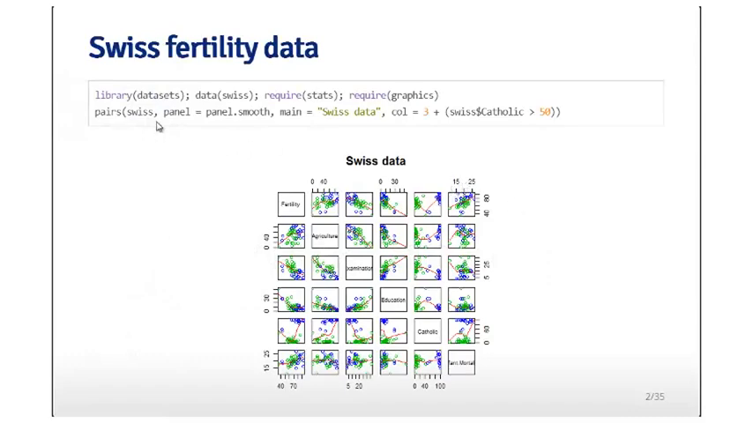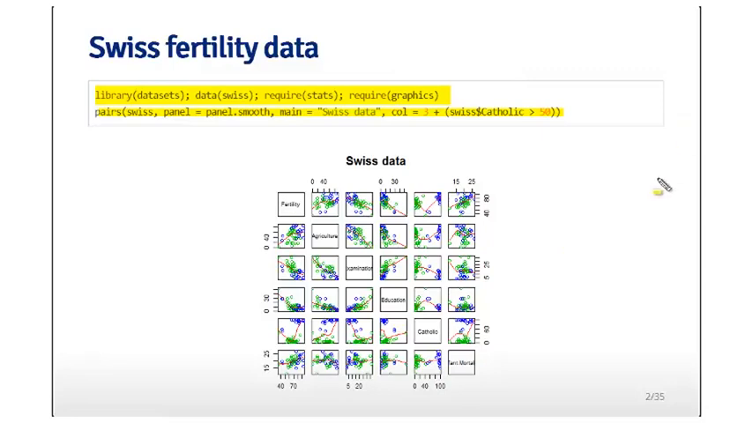Okay, so let's start with the Swiss fertility data. To get this data set, you just do library(datasets), and then data(swiss), and require the package stats and the package graphics to get this nice pairwise scatter plot here. I believe this is from the help file for the Swiss data set. It's a nice way to investigate the relationship between all the variables in this data set.